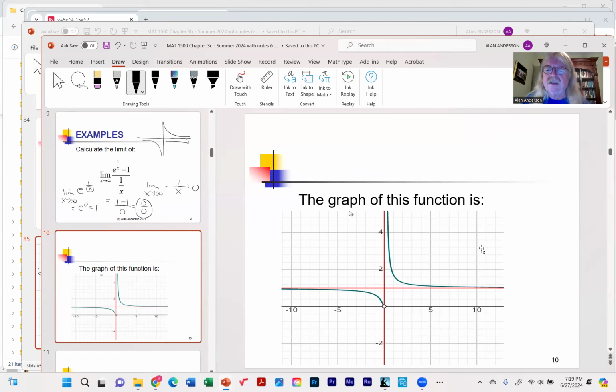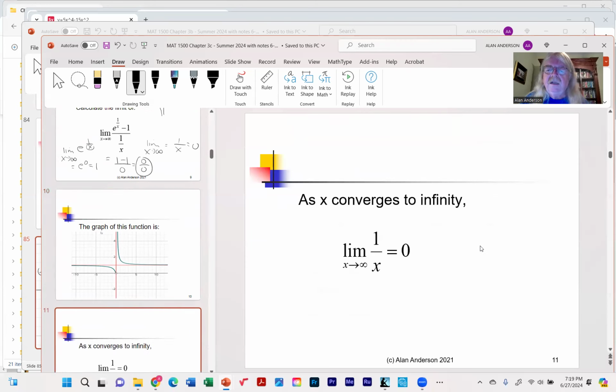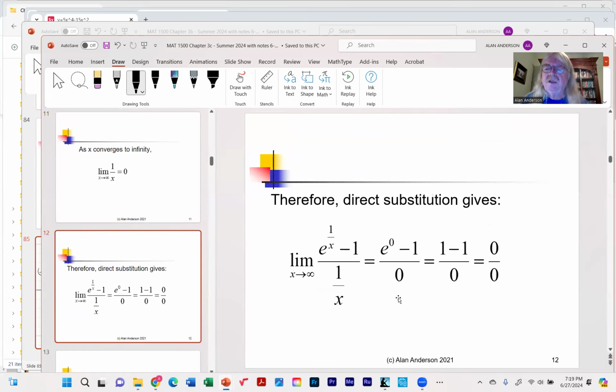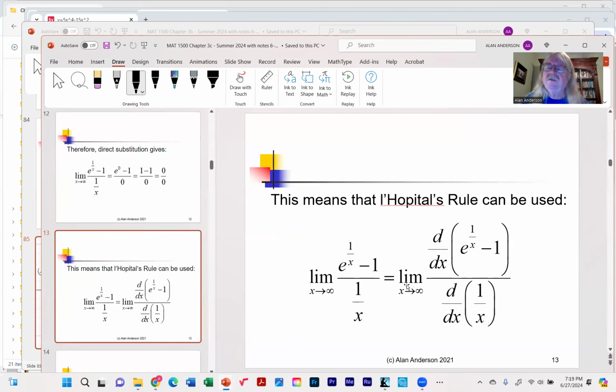Yes, and this is what it looks like. As I mentioned, as x goes to infinity, this ratio goes to 0. Direct substitution leaves us with 0 over 0. And now we differentiate the numerator and the denominator. Now, let's do e to the x, which requires the chain rule.